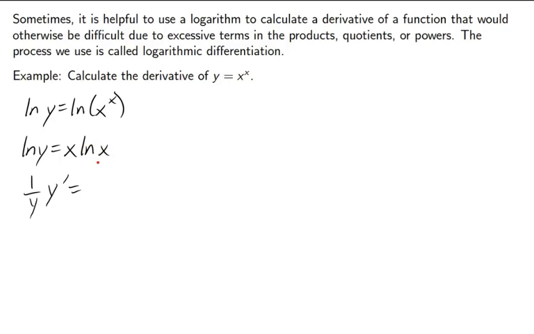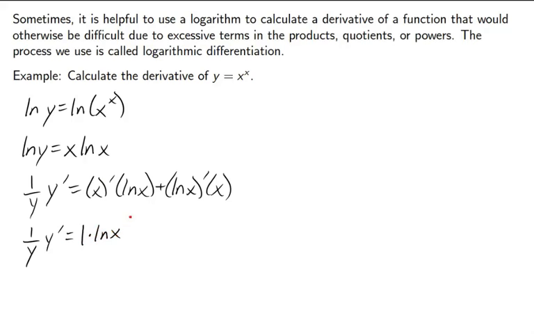On the right side, we'll use the product rule. We get the derivative of the first times the second plus the derivative of the second times the first. And now let's just clean all this up. 1 over y, y prime equals the derivative of x, which is 1, times natural log of x. And the derivative of natural log of x is again 1 over x, times x. So we get y prime over y is equal to natural log of x plus 1.